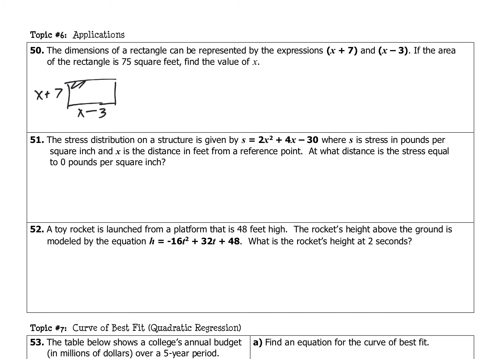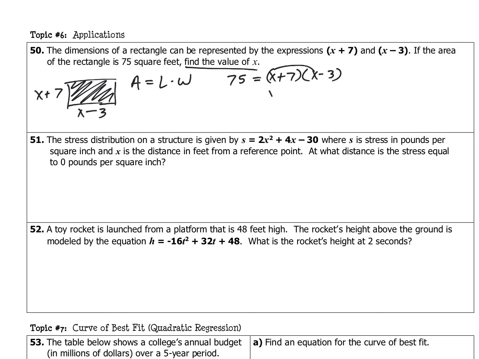And I know the area is equal to 75. So area of a rectangle is equal to length times width. So I can say 75 equals (x plus 7)(x minus 3). And it's asking to find the value of x. All right, so we're going to have to do some work here. First thing we need to do is multiply our two binomials.